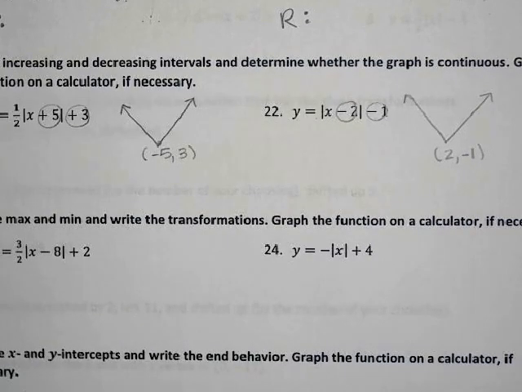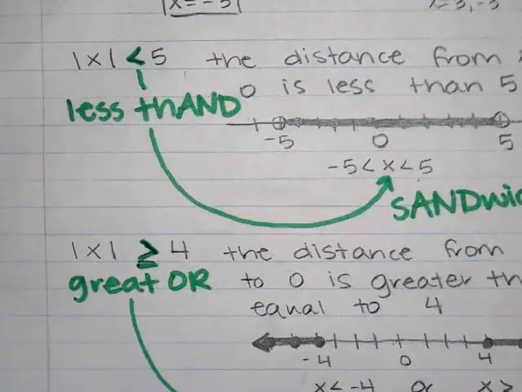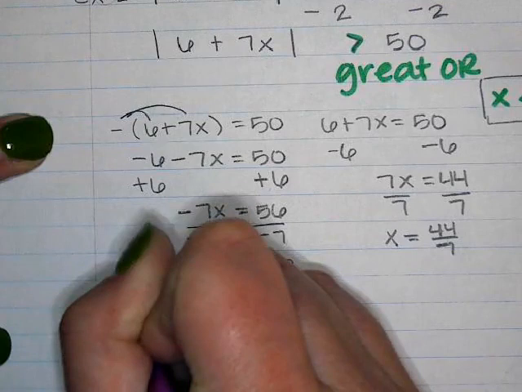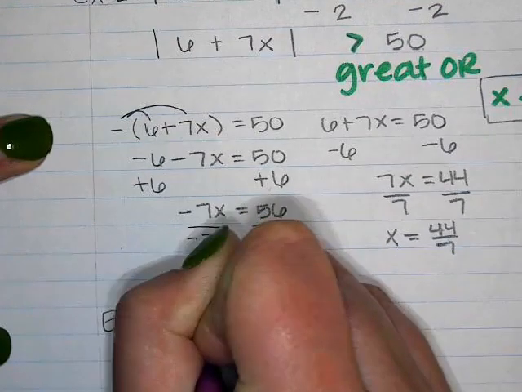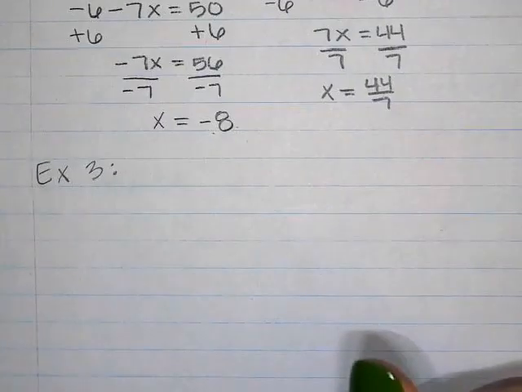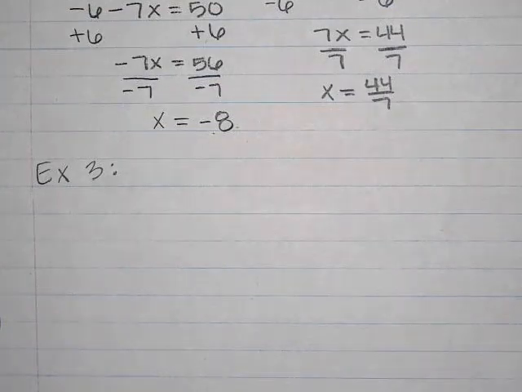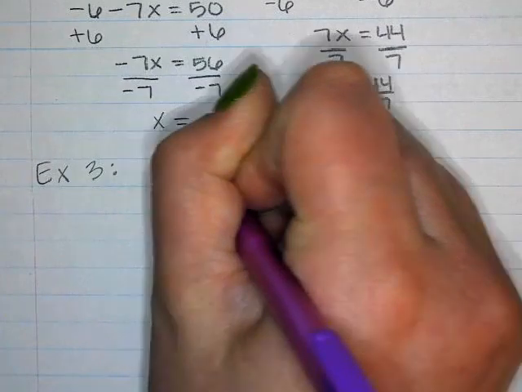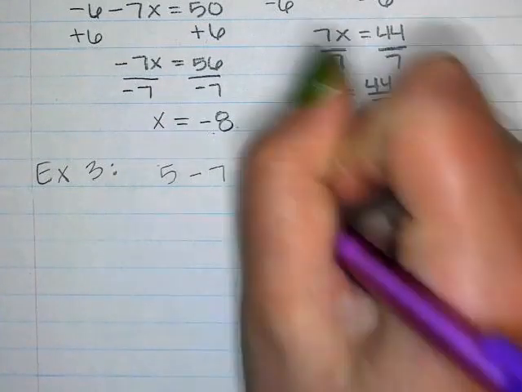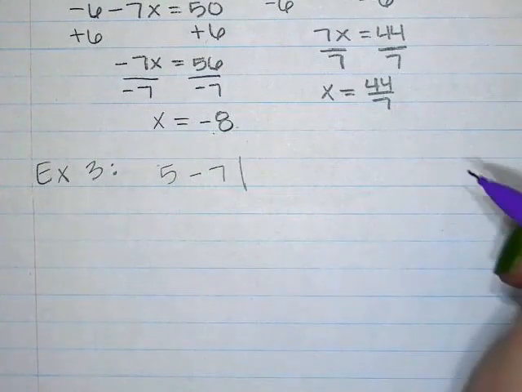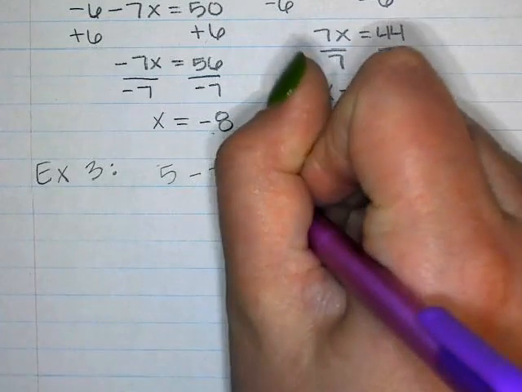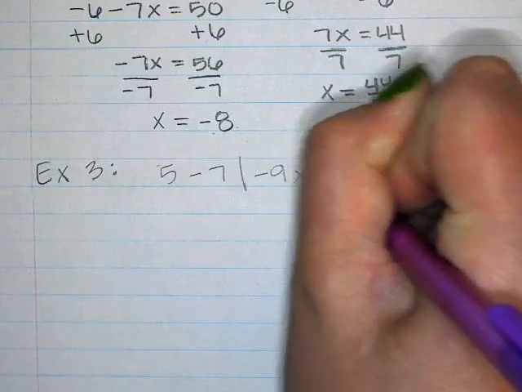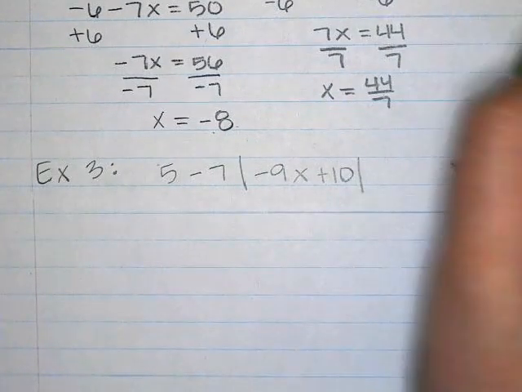All right, example 3. Example 3. Okay. 5 minus 7 times the absolute value of -9x plus 10 is greater than -51.